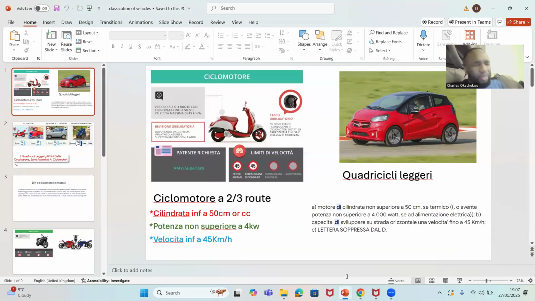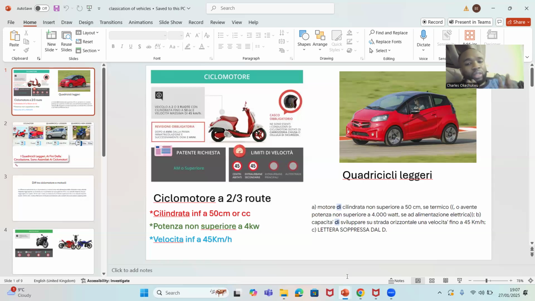Now, one of the first families concerning classification of vehicles is called ciclomotore. My goal here is to give you the definition, because I'll ask questions later. I will give you the definition, their characteristics, and examples. These are the three goals. Number one, the definition. Then their characteristics, and how their characteristics differ from one another. Is it clear now?